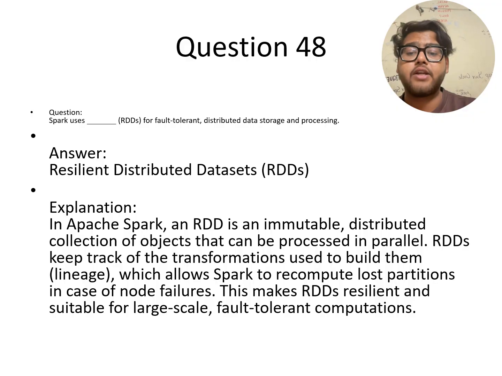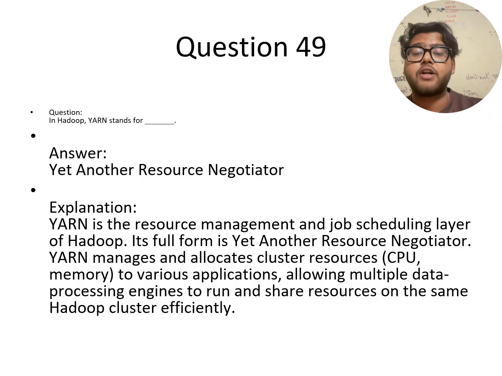Question number 48 is Spark uses dash RDDs for fault tolerant distributed data storage and processing. So answer for this is resilient distributed datasets, which is RDDs. Question number 49, in Hadoop, YARN stands for dash. So the answer is yet another resource negotiator. YARN is the resource management and job scheduling layer of Hadoop.